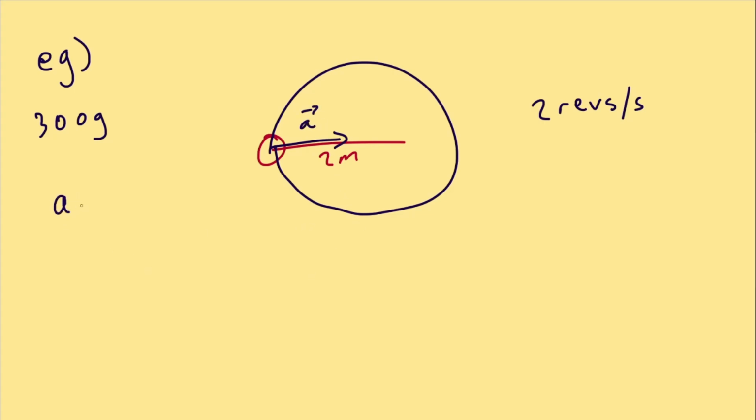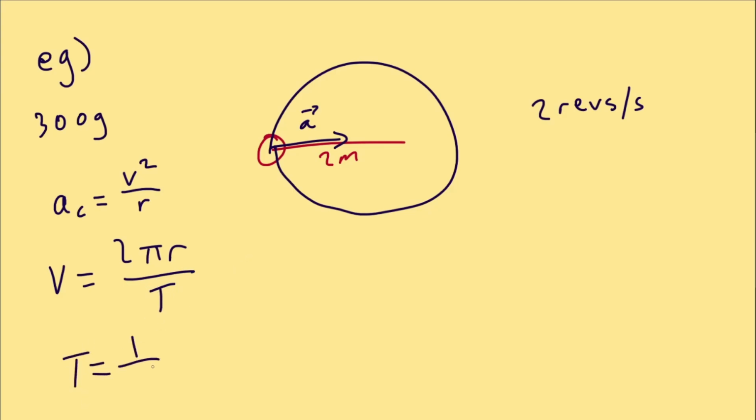Well, let's use our new formulas. We're looking for the centripetal acceleration. So the centripetal acceleration is given by velocity squared over radius. But we don't have velocity. Velocity is circumference over time, but we don't have time. So time is 1 over f.